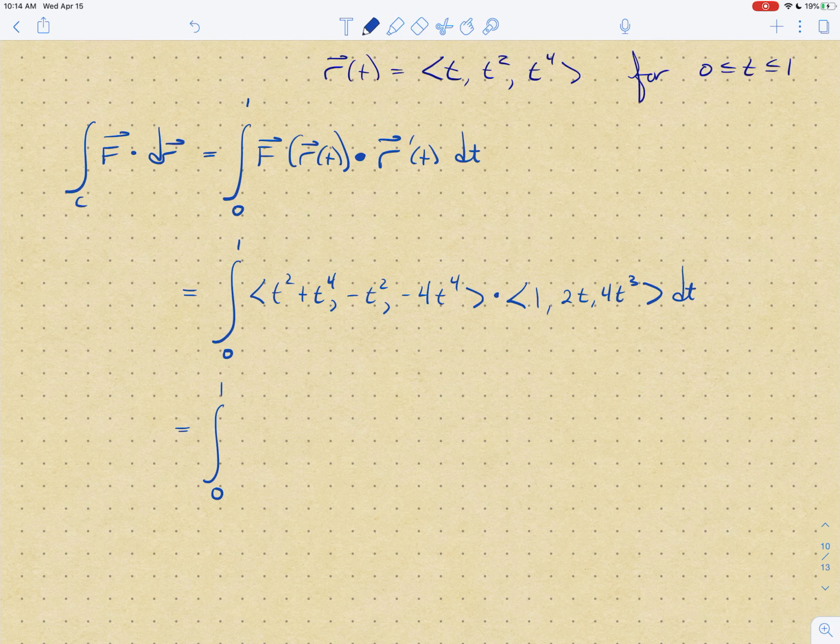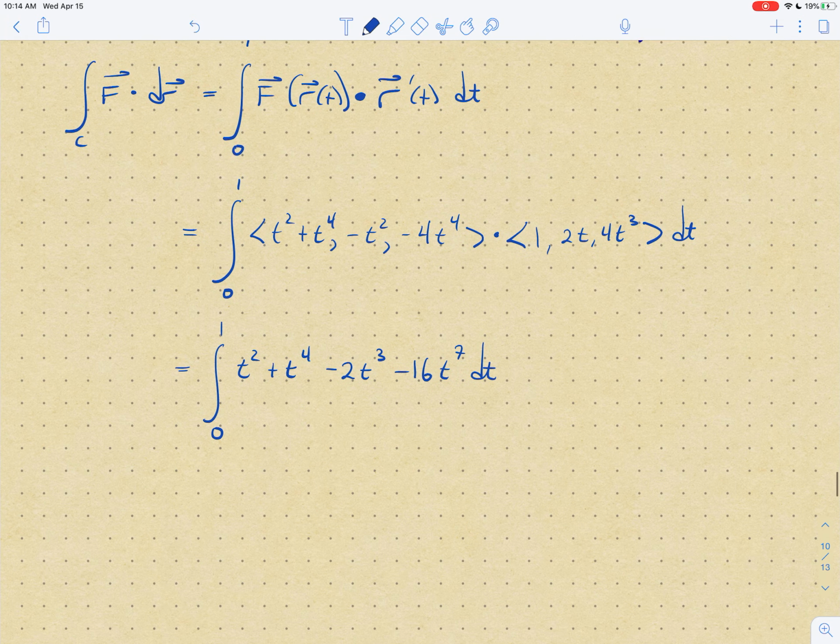So integral 0 to 1, we're going to get, let's just take the dot product. So I get a t squared plus a t to the fourth. I get a minus 2t cubed, and then I get a minus 16t to the seventh dt. Nothing really can be combined there. All the powers are different. So I'm not going to work this out just for time's sake, but I'll tell you that when you do, you get a negative 59 over 30.